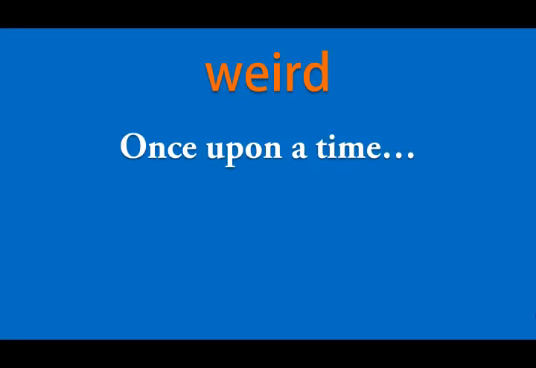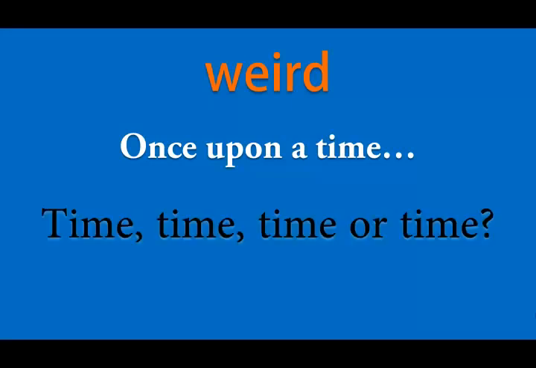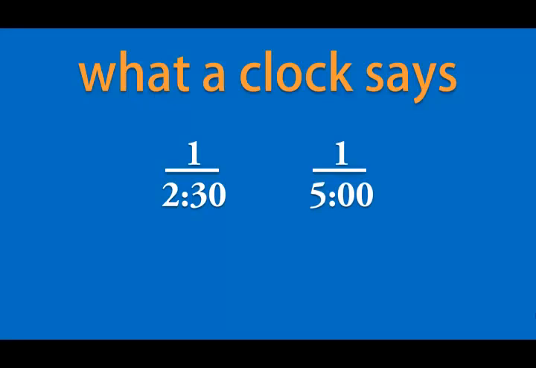We often start a story with the words, once upon a time. But have you ever stopped to wonder what that can mean? Once upon a time? What kind of time does it mean? What if somebody came to you from another country and they were learning English and they said, can you tell me what this is? Once upon a time, would you be able to explain that to them? Time can mean different things, like what a clock says. So would once upon a time mean one sitting upon dos y media? Or uno sitting upon las cinco?